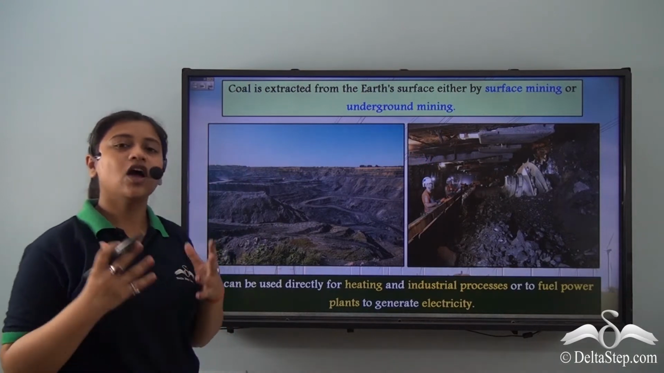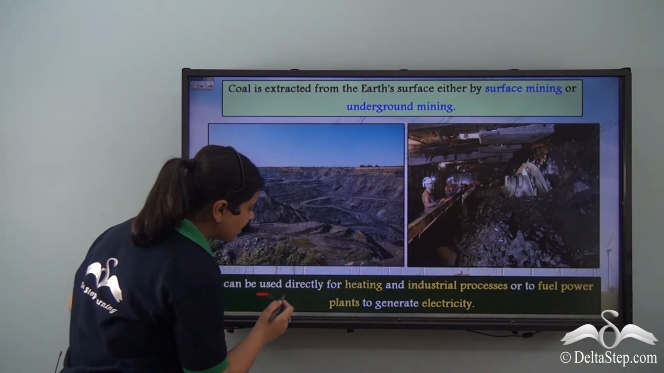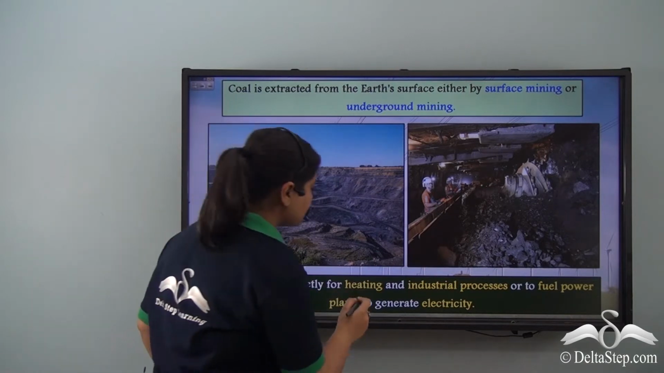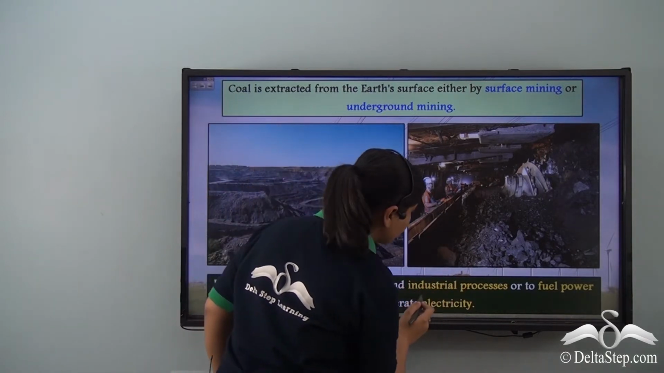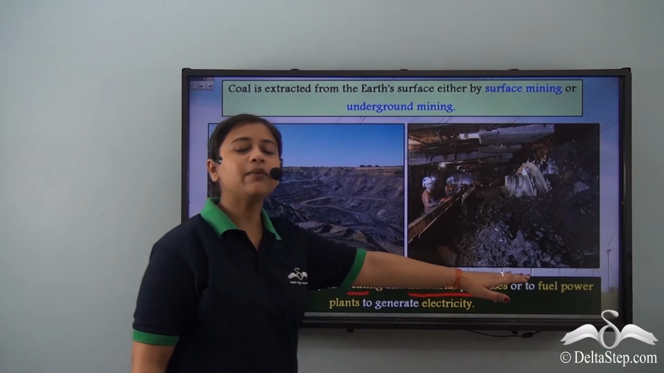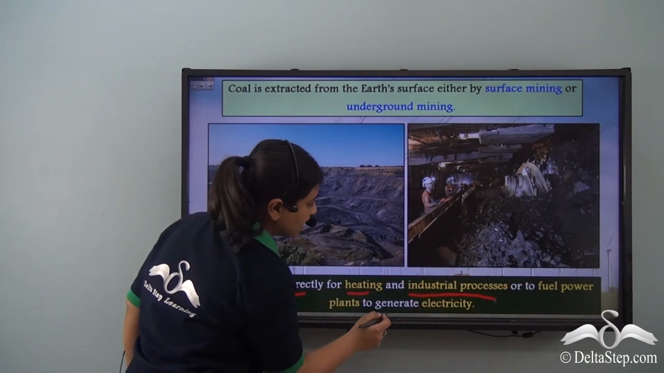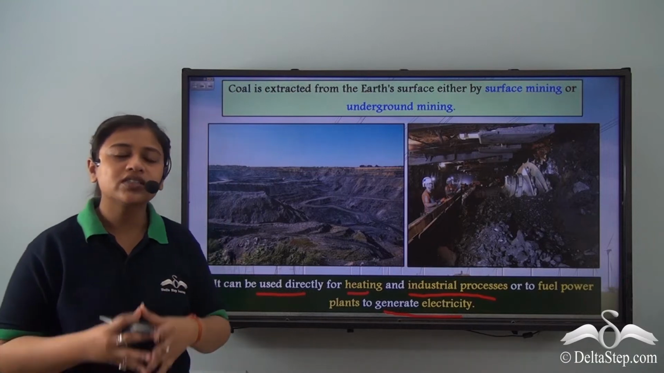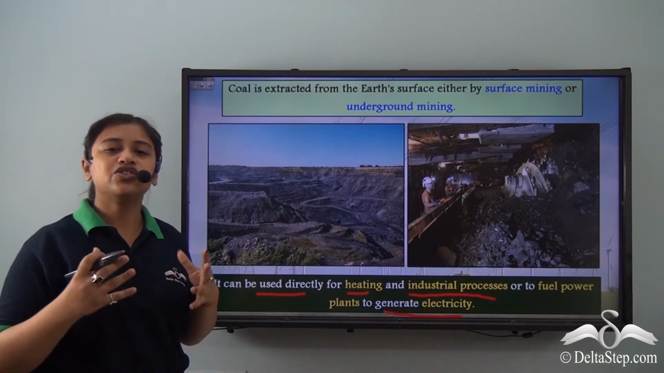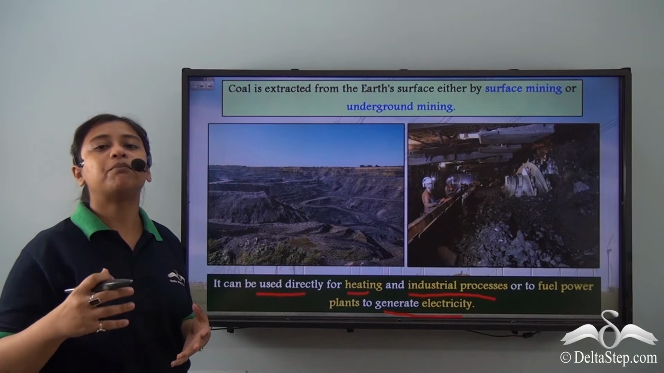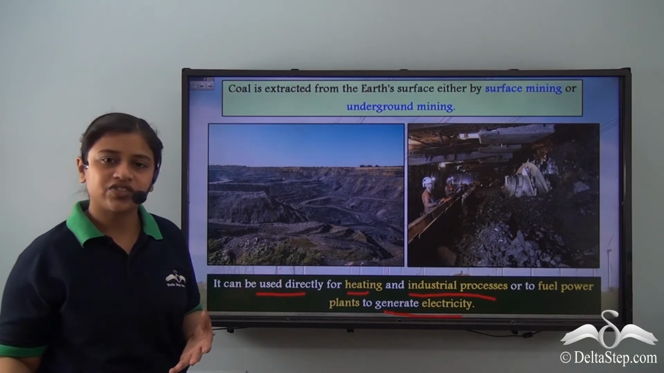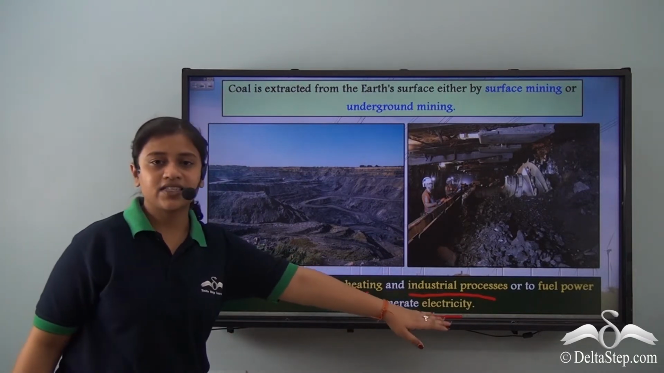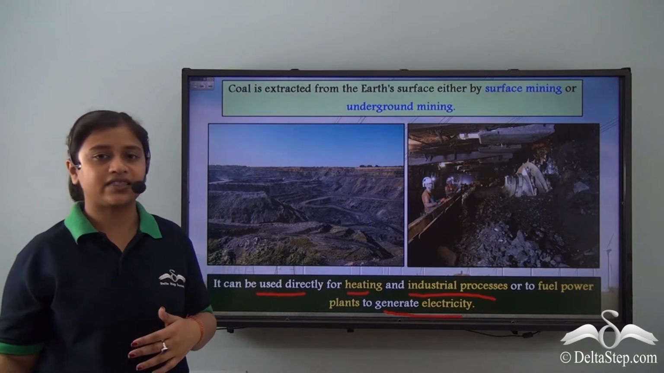After extraction, coal can be directly used for heating and for industrial processes or to fuel power plants in order to generate electricity. So coal is a very important fossil fuel that is used to fuel most of the power plants or industries in order to generate electricity and for various other activities.